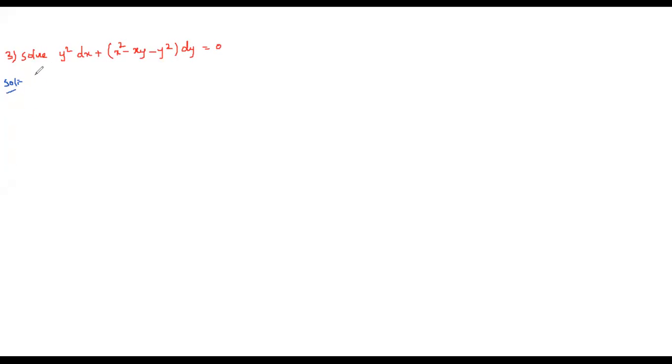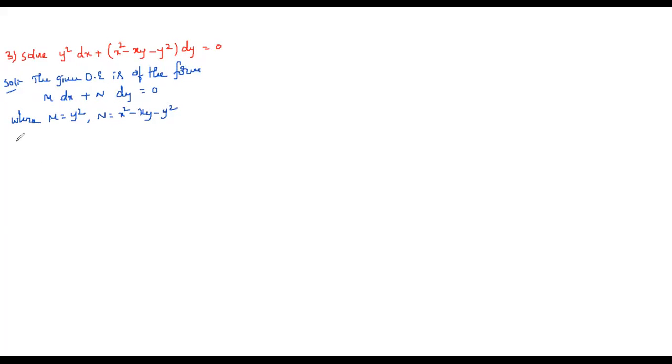Here it is already in the form of M dx plus N dy. So the given differential equation is of the form M dx plus N dy is equal to 0, where M is equal to y square and N is equal to x square minus xy minus y square.